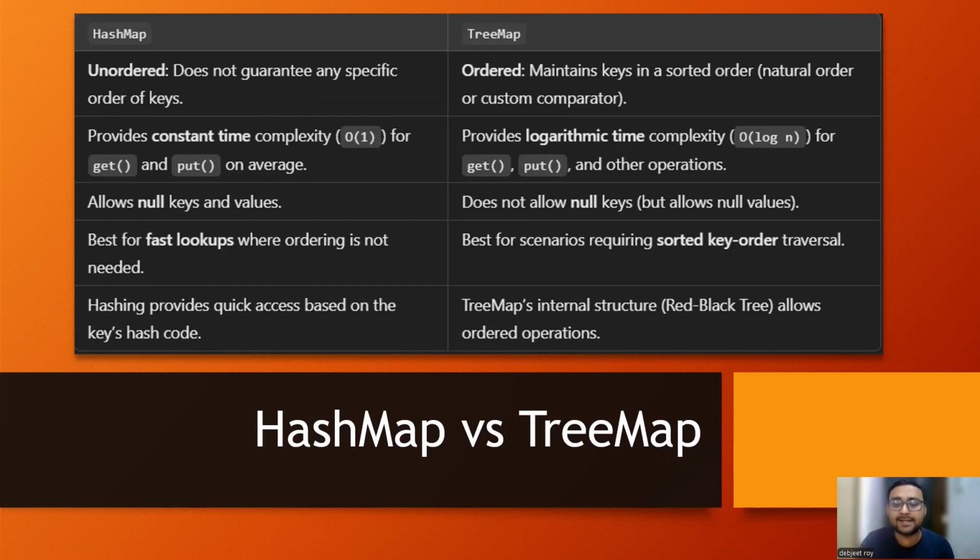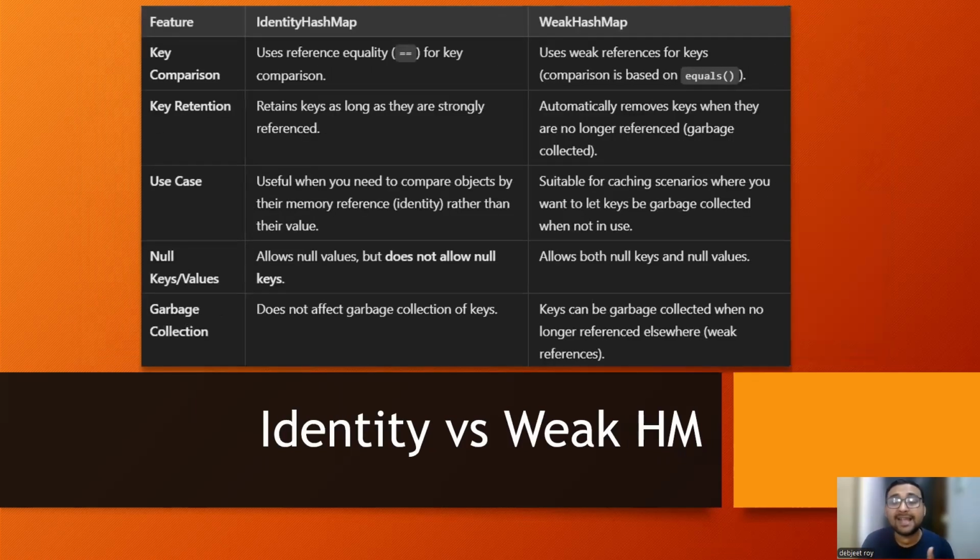So now let's understand the next thing: identity hash map versus weak hash map. This is also one of the important concepts that we have to understand. So what is identity hash map? It uses a reference equality check, it checks with the equal to sign. But weak hash map checks for weak references for keys, and comparison is based on the equals method, which actually checks the content, not the memory reference. But identity hash map checks reference equality. That is the one and only difference that you have to remember. If you remember one, the other will automatically come to mind.